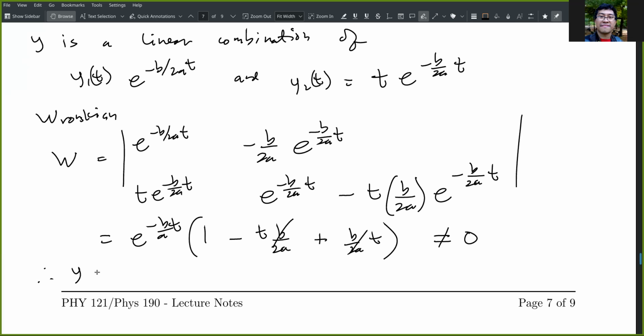Therefore, y1 and y2 form a fundamental set of solutions.